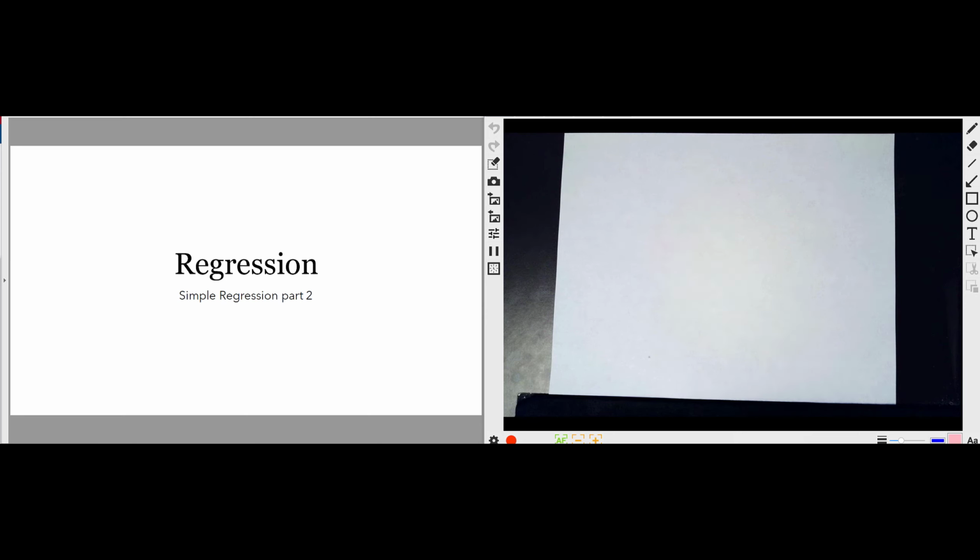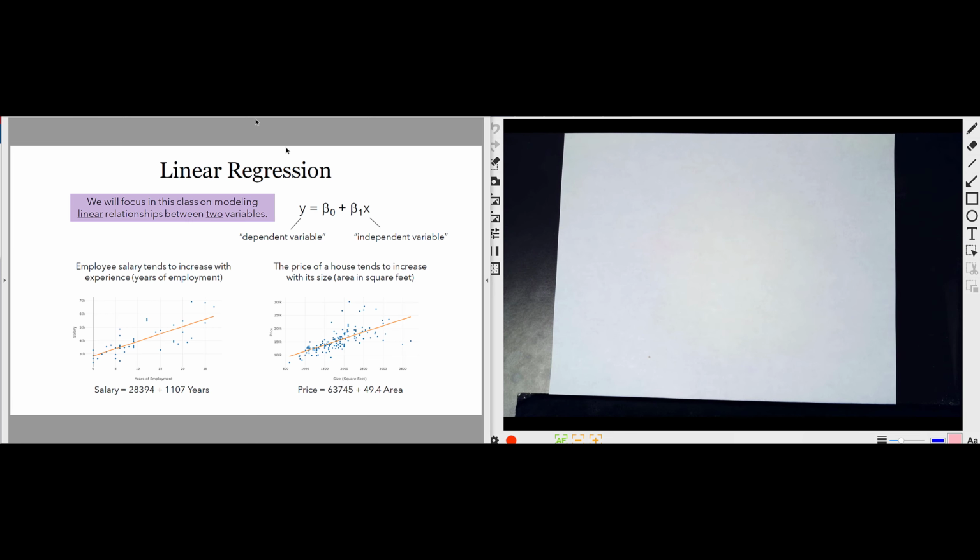Okay, welcome to part 2 of our discussion of simple linear regression. Let me just review some of the key things from part 1. What we're interested in is a relationship between two variables. The one that we normally plot on the horizontal axis is called the independent variable, and on the vertical axis we have the dependent variable. We're trying to find a linear relationship that specifies how the dependent variable can be computed from the independent variable.